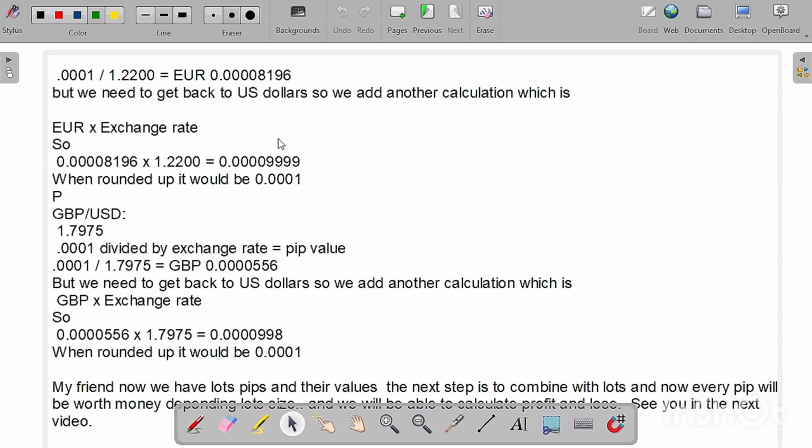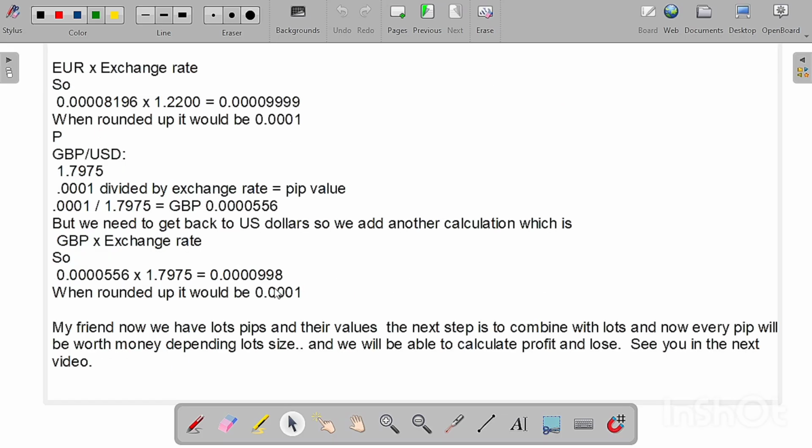If you have your own calculator, you can divide this, take a dollar, maybe today's rate. How many pip value do you have? So take the place value, divide by the exchange rate, and that will be the pip value, and then the pip value is multiplied by something like lots. That's where we are going, as we mix lots and pip values, so that we can get the magic. So let's go on, my friend.